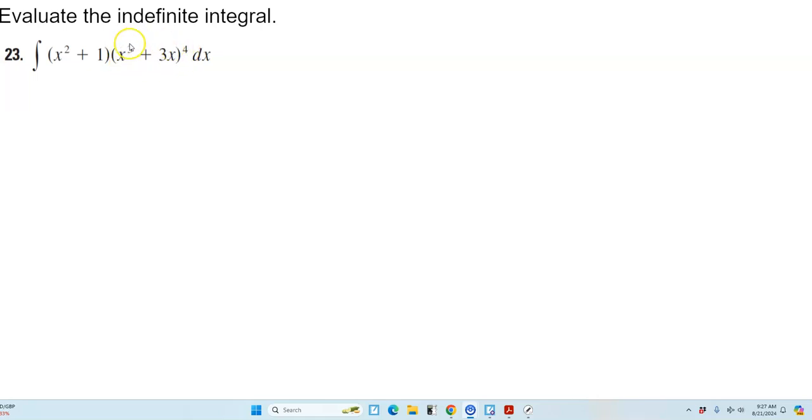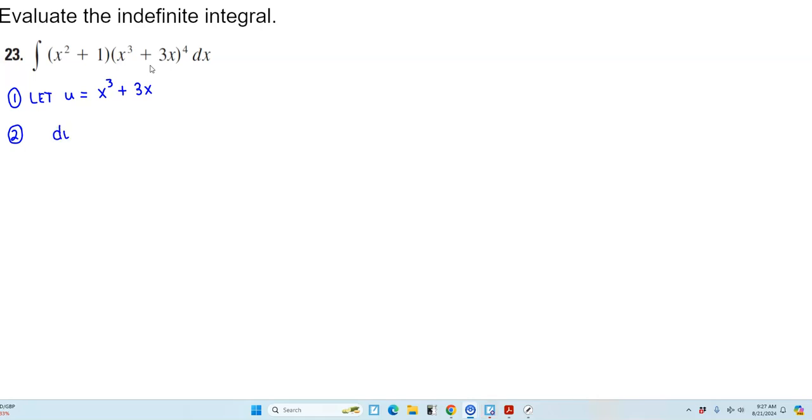It looks like this has the highest degree in that parentheses, and it's raised to a power of 4. So it looks like we should let u equal what's inside the parentheses for that. So for step number 1, we're going to let u equal x cubed plus 3x. Okay? And now the next thing we want to do is take the derivative of both sides with respect to x.